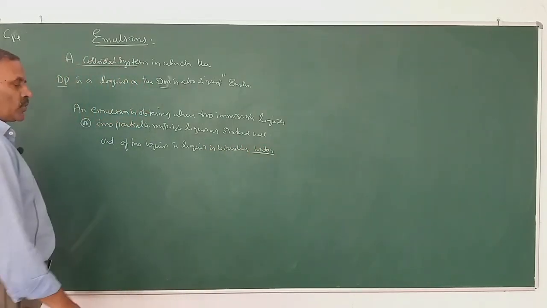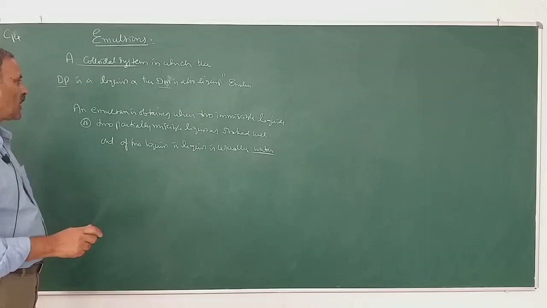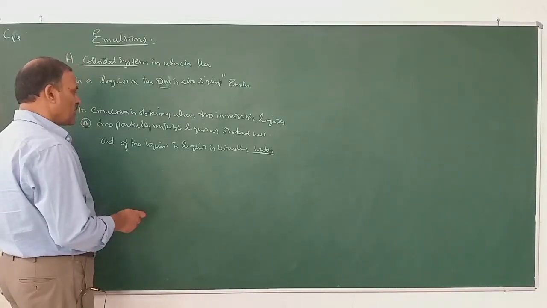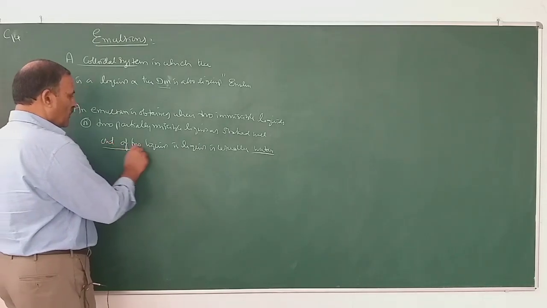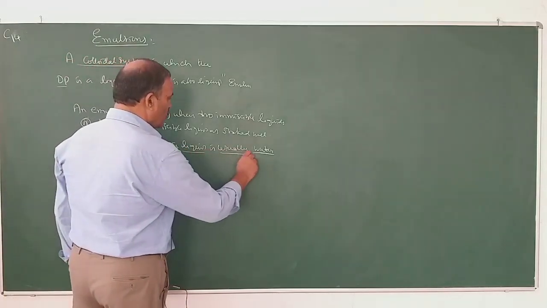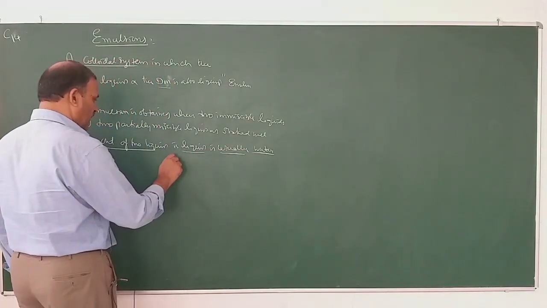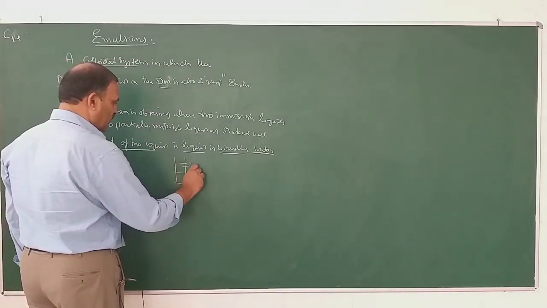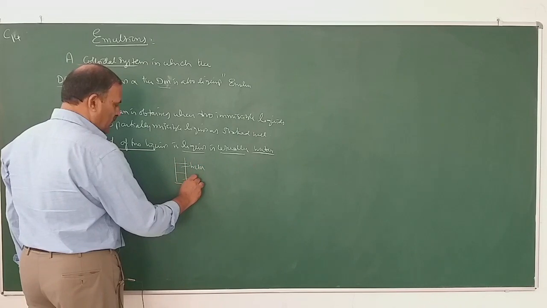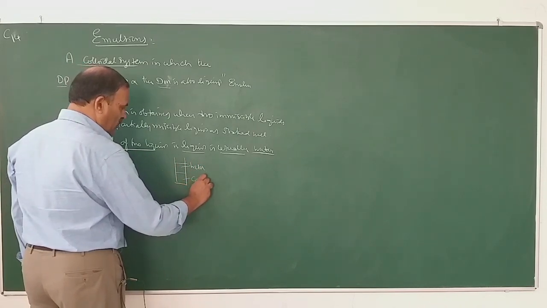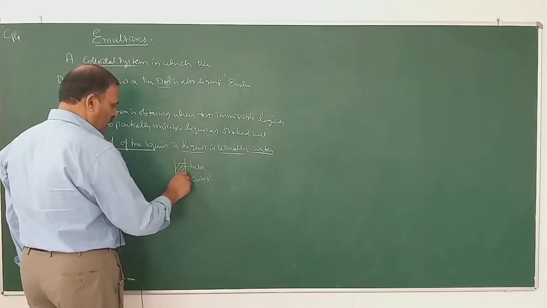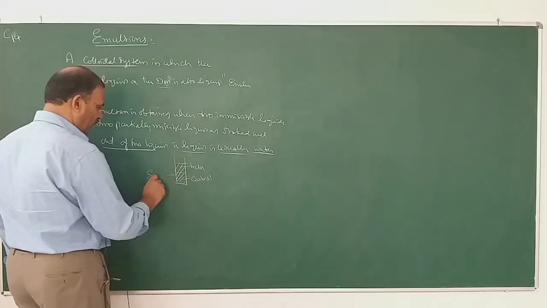So when two immiscible liquids are shaken well, or two partially miscible liquids are shaken well, we will get an emulsion. Out of two liquids, one liquid is usually water. For example, when castor oil is shaken with water, this is water and this one is castor oil, or kerosene oil is shaken with water, we will get an emulsion.